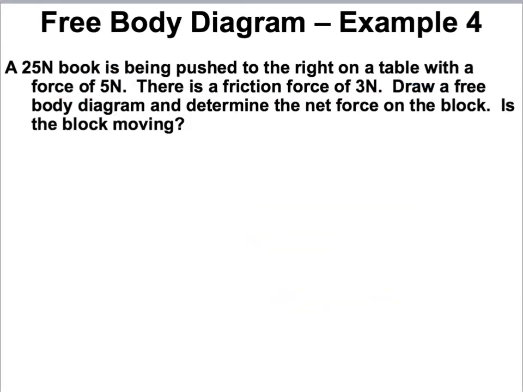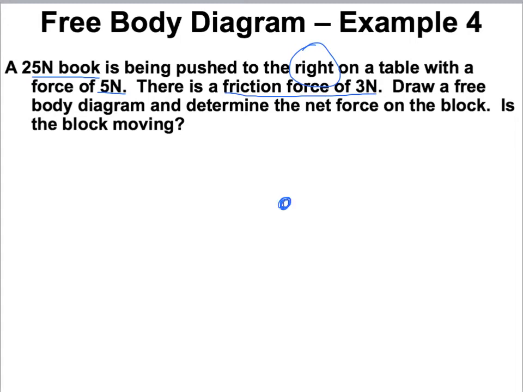Let's move on to our last example. This one is talking about a book being pushed on a table. So it says there's a 25 Newton book, let's underline that, is being pushed to the right on a table with a force of 5 newtons. There's a friction force of 3 newtons. Draw a free body diagram and determine the net force on the block. Let's do it.